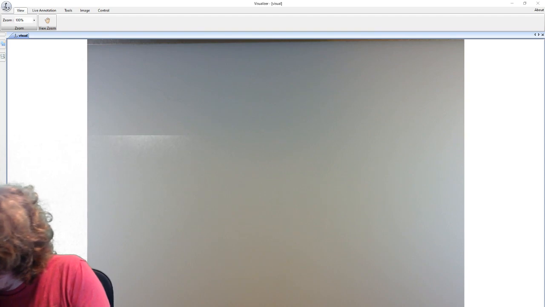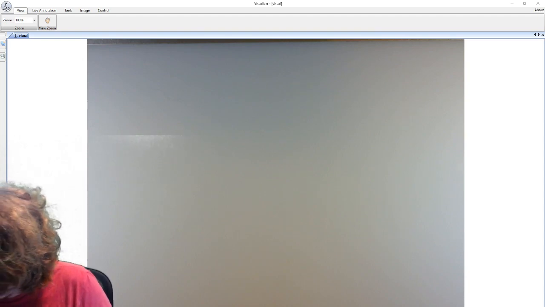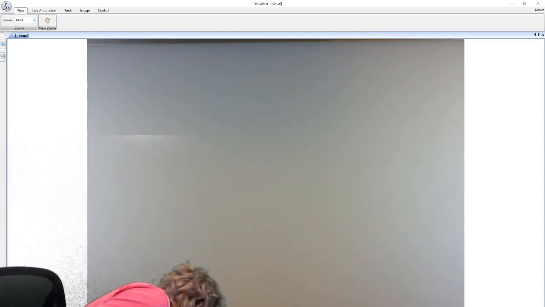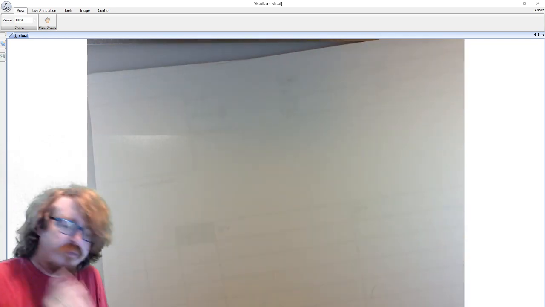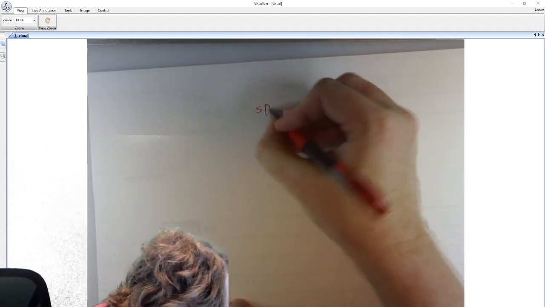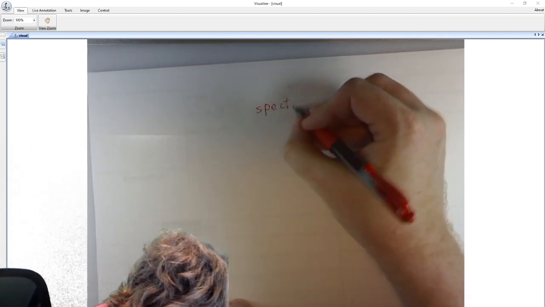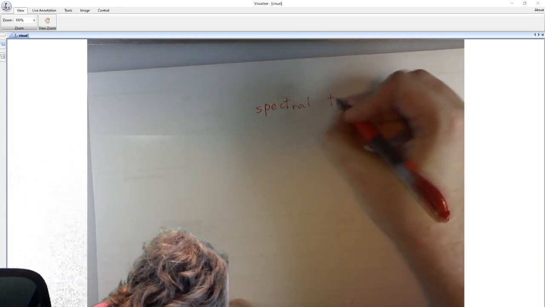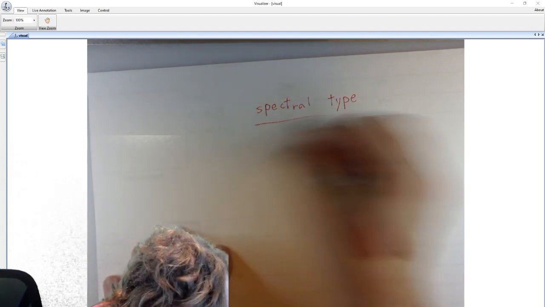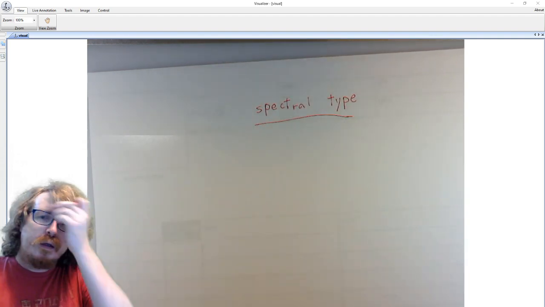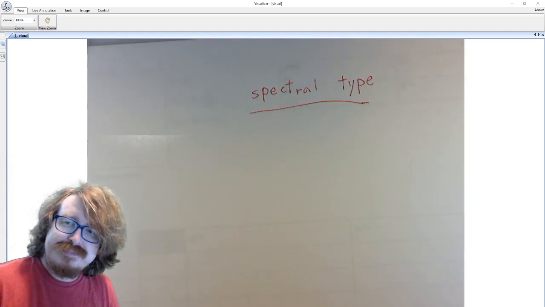So, let me get a blank sheet of paper to write on. Oh, I'm running out of paper. Give me a blank sheet of paper. Here we go. So this classification of spectrums is called the spectral type. Spectral type. Okay? Spectral type.